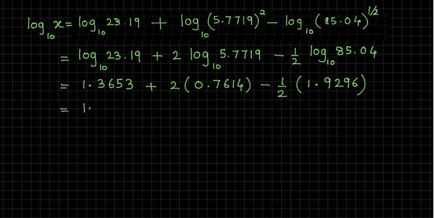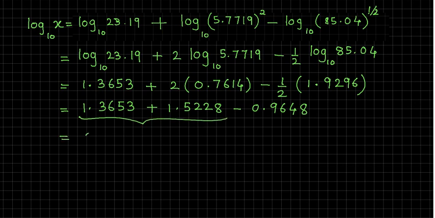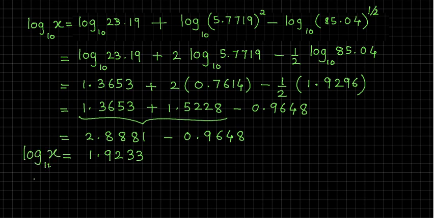Then we go ahead. We have 1.3653 plus 2 multiplying 0.7614, we have 1.5228 minus, now here dividing 1.9296 by 2 we get 0.9648, right? Now let us club the positive numbers, so we will get 2.8881 minus the last number, that is 0.9648, which in turn gives us 1.9233. Now this is a log of the required number to the base 10.